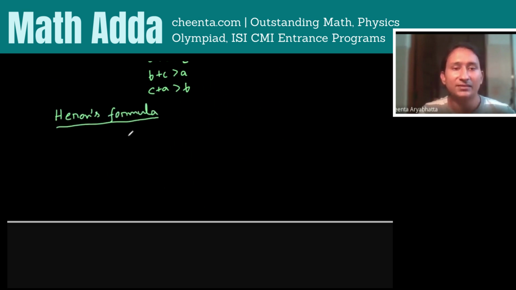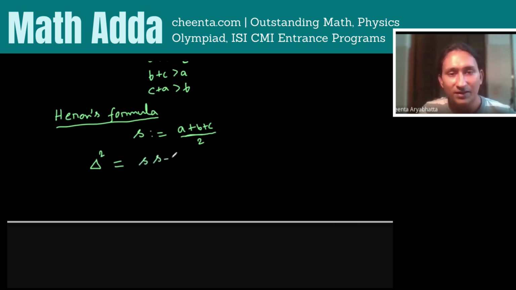It goes like this. S is defined to be (a plus b plus c) by 2. Why S? S stands for the semi-perimeter. A plus b plus c is the perimeter and half of it is the semi-perimeter. And it can be shown that the square of the area is actually S into (S minus a) into (S minus b) into (S minus c).